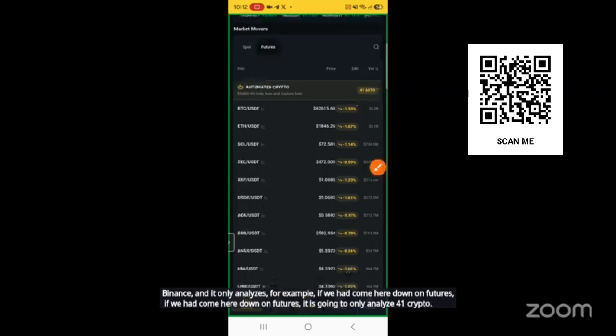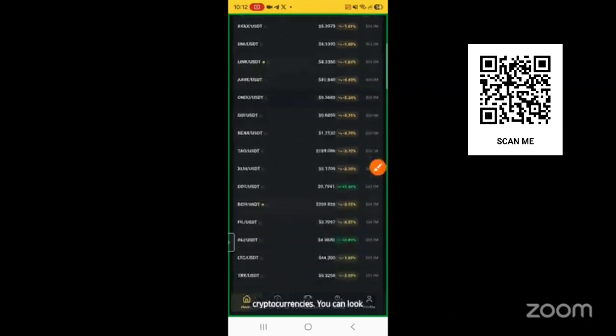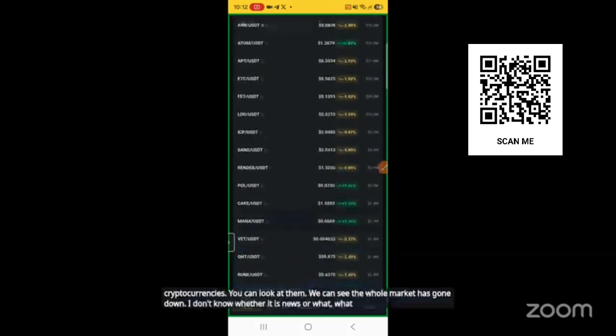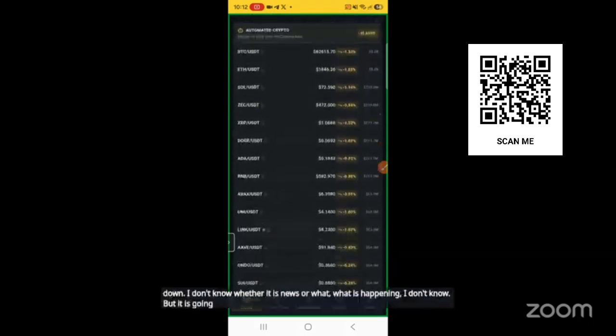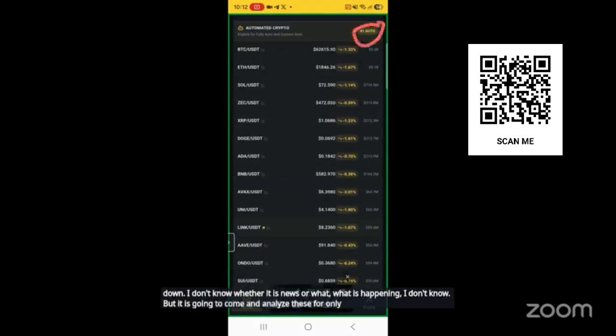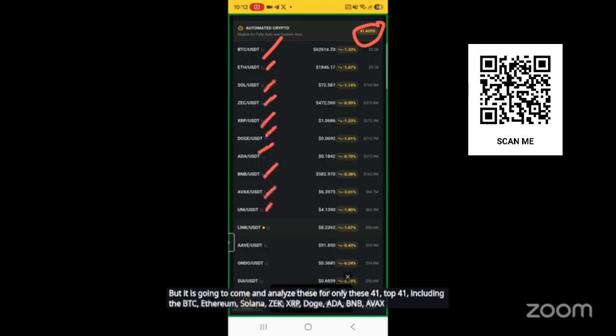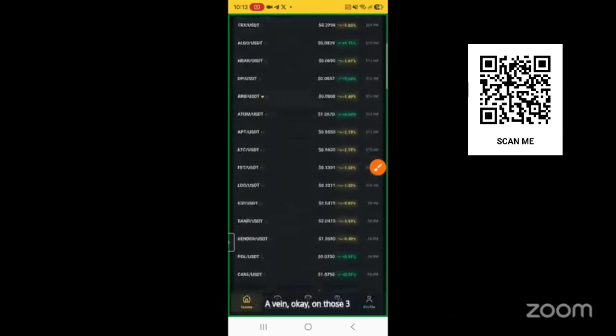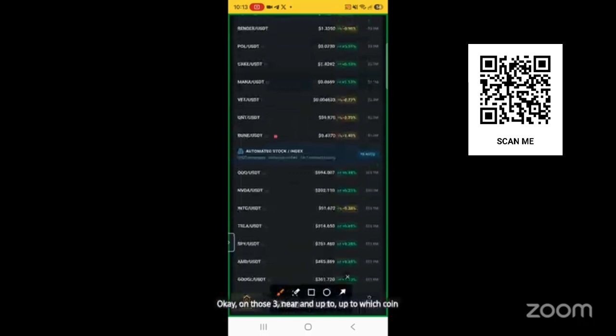41 top cryptocurrencies. You can look at them. We can see the whole market has gone down. I don't know whether it is news or what is happening, but it is going to analyze only these top 41. It includes BTC, Ethereum, Solana, ZEC, XRP, Doge, ADA, BNB, AVAX, Uni, Link, Ave, Ondo, Sui, and up to which coin? Up to Rune USDT. So these are some of the top quality coins.